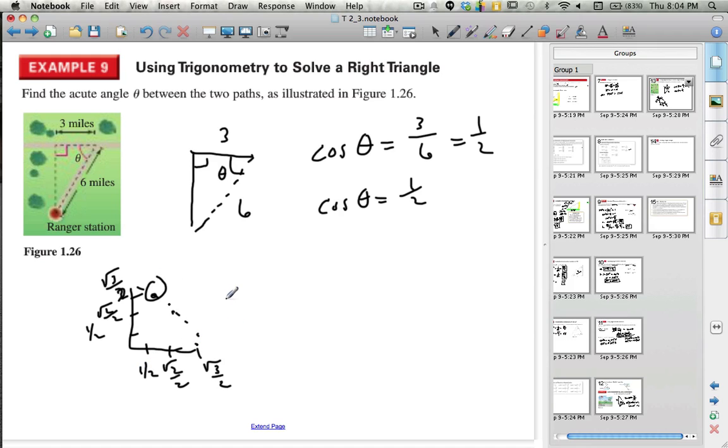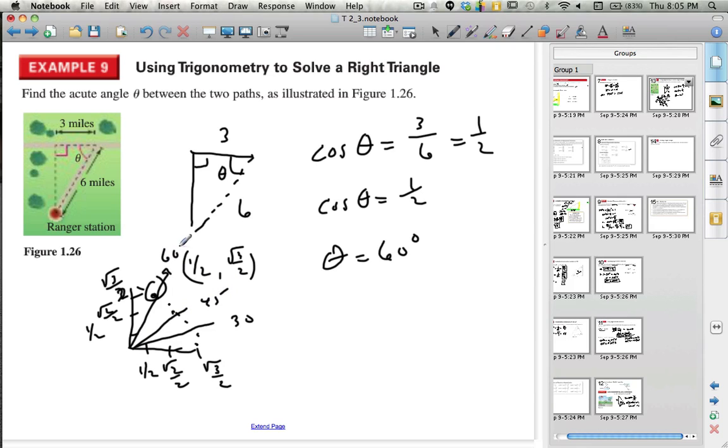That's this angle here. So which angle lies at 1/2, root 3 over 2? And I know that that is 60 degrees. So I know that theta is equal to 60 degrees. Okay, I know that because this point was 30, and this point was 45, and this is 60, as I'm building the unit circle. Okay, so maybe we don't remember the unit circle.